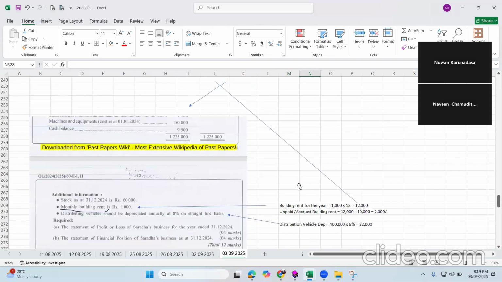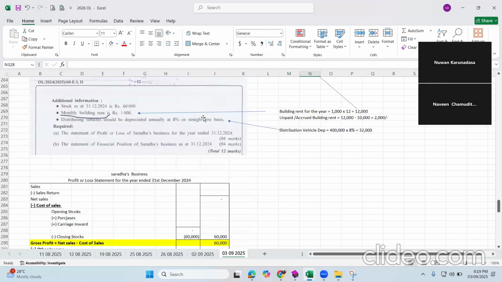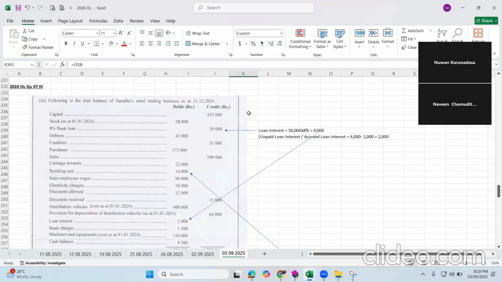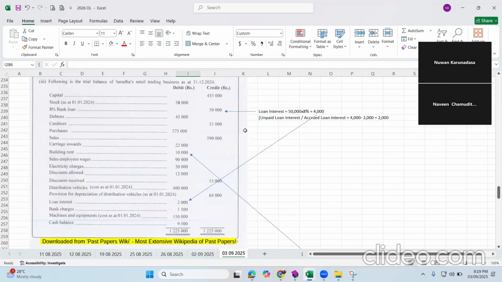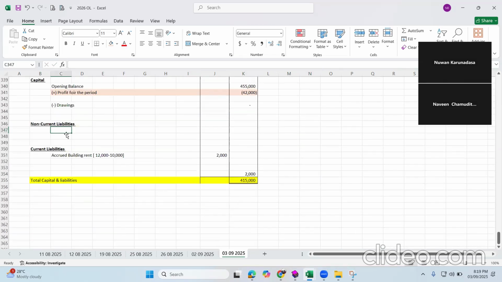Then adjustments done. Then we'll come from the beginning of the trial balance. Capital 455,000. It's to statement of financial position, 455,000. Then stock opening 58,000. It's here, 58,000. Then 8% bank loan 50,000 non-current liability. 8% bank loan 50,000.